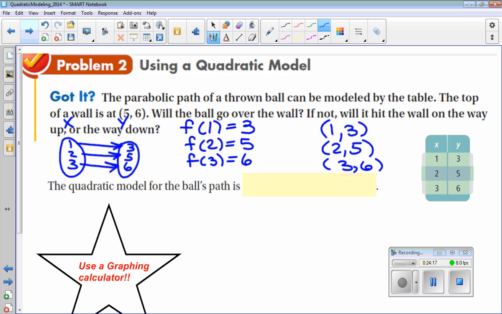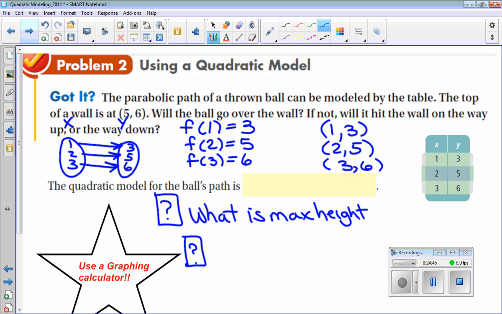Let's read the question though. It says the top of the wall is at the point (5, 6). Will the ball go over the wall, or will it hit the wall on the way down? How far up do I have to go? Another question you might see, which I think is a better question, is what is the highest point? I like that question better. What is the maximum height of the ball? This is a problem I write down, by the way. I like our question better.